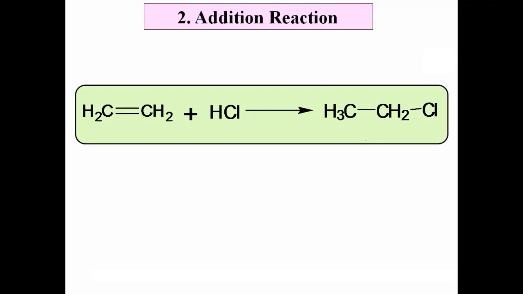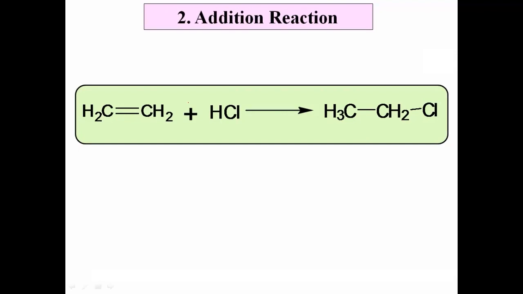It means the reaction in which two molecules combine together to form a single product is called an addition reaction. And generally, addition of a reagent takes place across the multiple bond. Means if there is a double or triple bond, then that reagent adds to that double or triple bond, and we get the corresponding addition product.